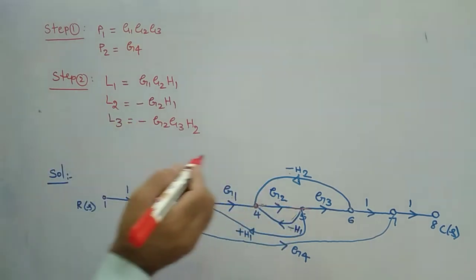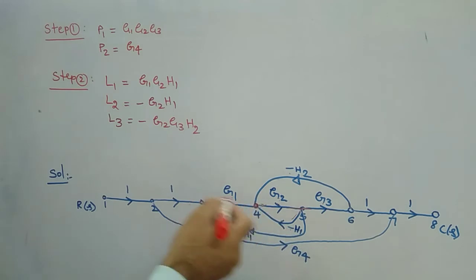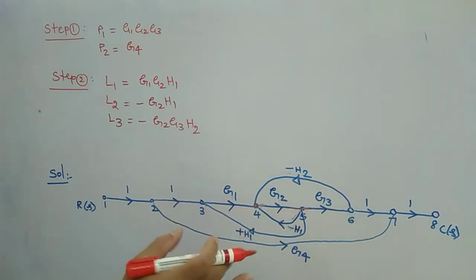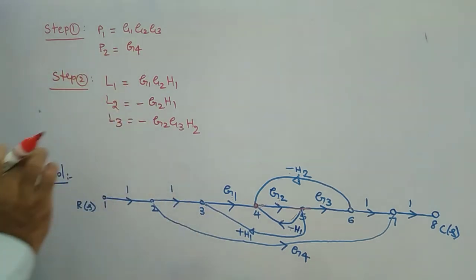So this is the first loop we have seen, this is the second loop, and this is the third loop. There is no other loop actually. Only 3 individual loops you have. So there are 3 loops. That is your step number 2.